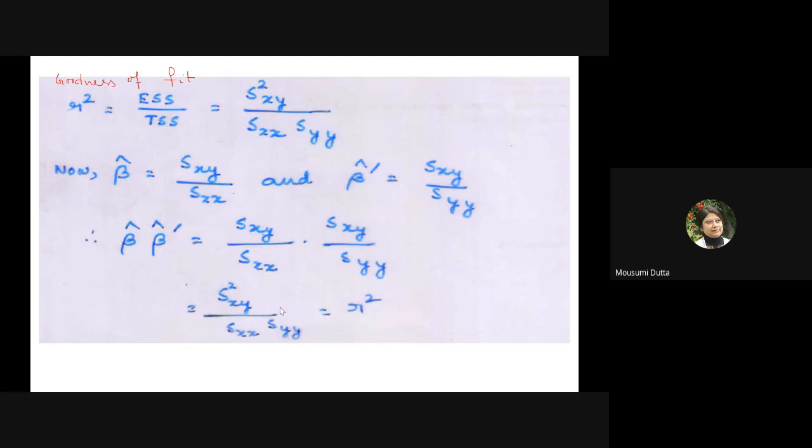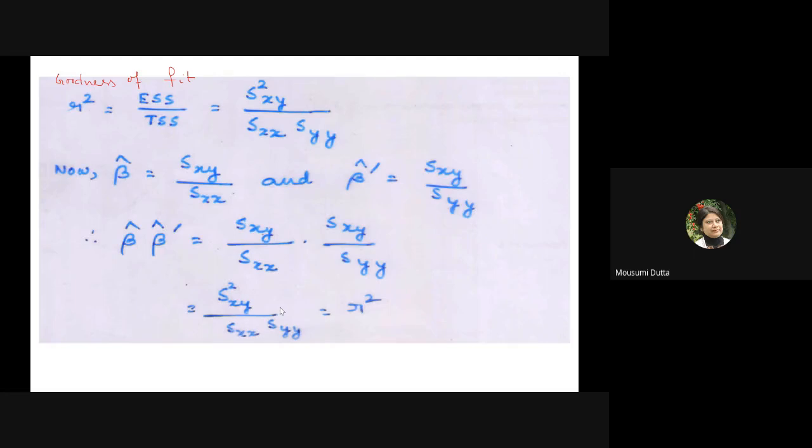Now, beta hat, that is, if I consider the regression of yi on xi, is given by Sxy by Sxx. And if I consider beta hat prime, that is, the regression of xi on yi, in that case beta hat prime is given by Sxy by Syy. The denominator is varying; the numerator is the same, Sxy. In the first case, the denominator is summation xi minus x bar whole square, or Sxx. In the second case, the denominator is summation yi minus y bar whole square, or Syy.